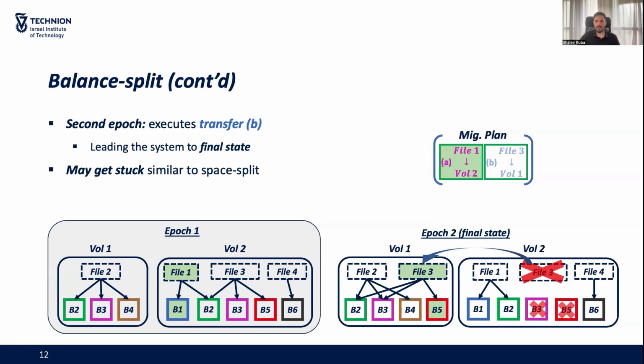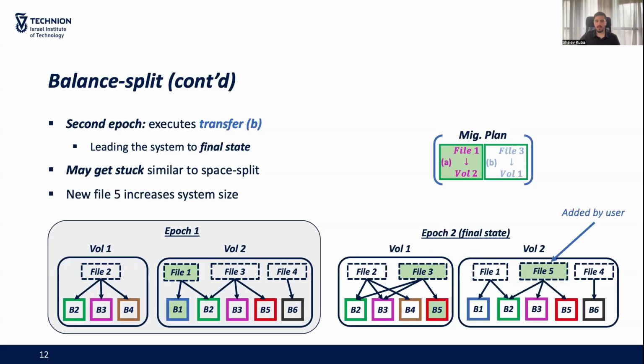For example, let's say that a user adds a new file, called file 5, identical to file 3, to volume 2 during the first epoch. In that case, balance split will not move file 5 during the second epoch, causing the system size to increase by 1 block. The full example appears in the paper.